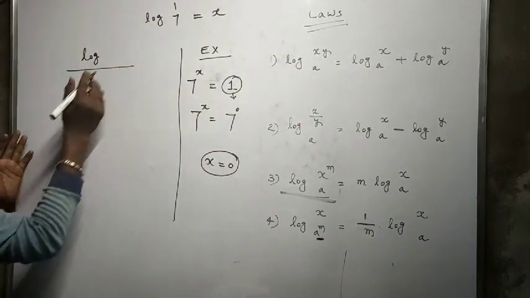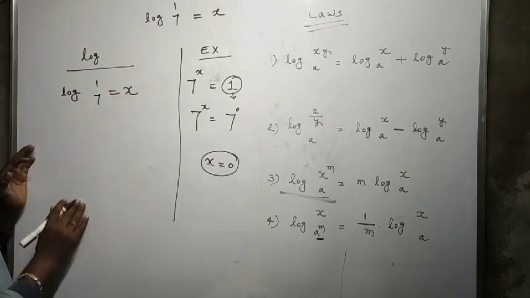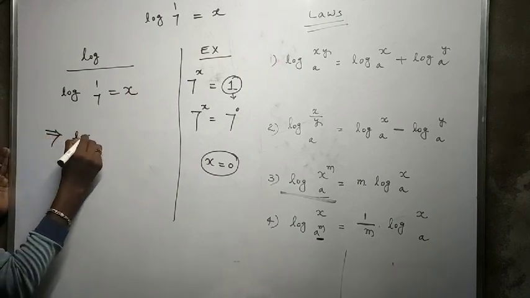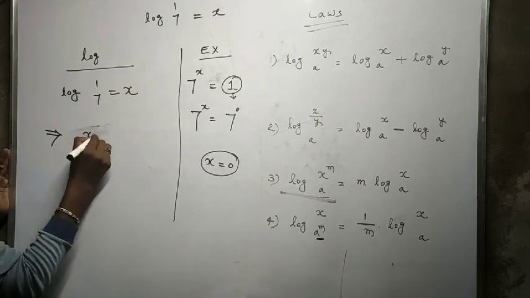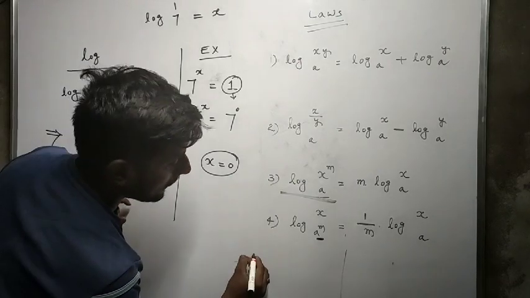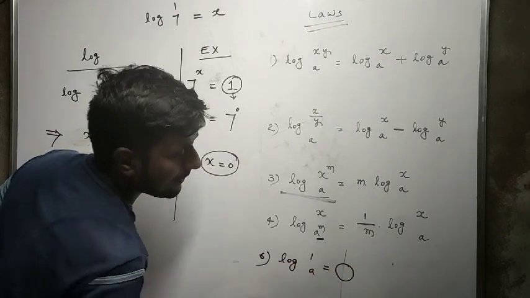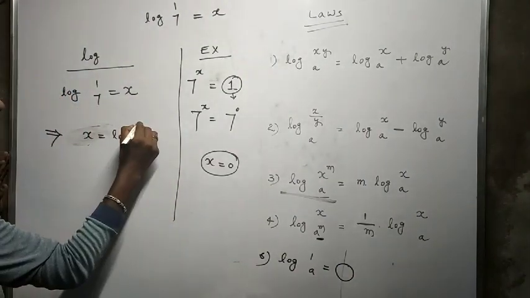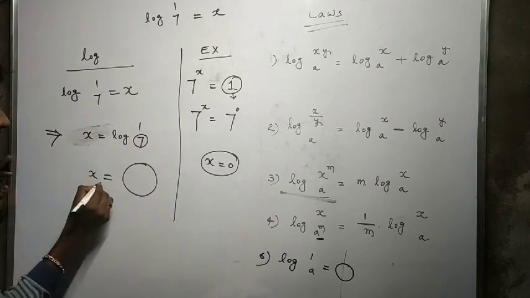Then come back to logarithm form. As it is, you can write log 1 to the base 7 is equal to x, which implies x is equal to log 1 to the base 7. One of the formulas in logarithm, the sixth formula: log 1 to the base a, the answer is 0. If you have log 1 with any base, the answer is equal to 0. Here we have log 1 with base 7, so the total answer is 0. X is equal to 0.